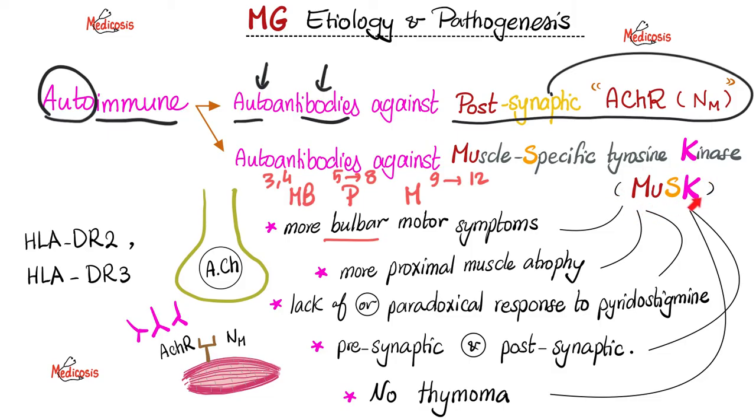Next, patients with anti-MuSK antibodies tend to have more proximal muscle atrophy. Proximal muscles are the muscles that are closer to the trunk, such as the shoulders, the hips, the arms, and the thigh. But the muscles in my hand and in my feet are distal and not proximal. Next, myasthenic patients with anti-MuSK antibodies tend to lack the response to pyridostigmine.